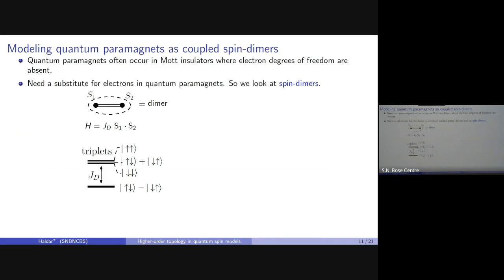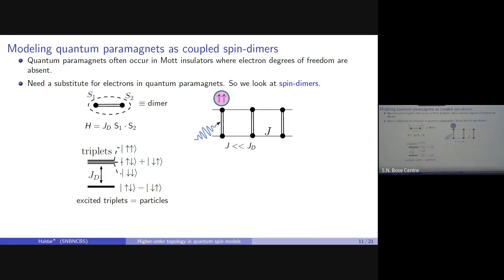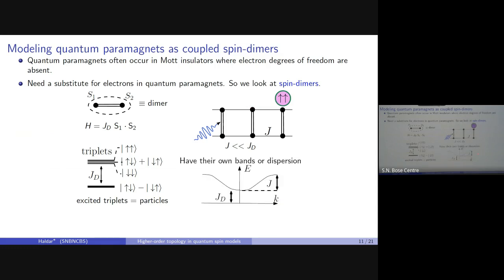Right? So now we will try to use these excited triplets as particles using which we want to construct our higher order topological phase. In fact, if you connect these dimers, this kind of H = J_D S1 · S2 object, with additional exchange interactions J, where J is much less than J_D, and suppose you excite a triplet in one of these dimers, this triplet, because of the J interaction, will hop from one dimer to another, just like an electron. And just like an electron, it will have its own bands and dispersions. So we want to use this object, this triplet, to get higher order topology in quantum paramagnets.